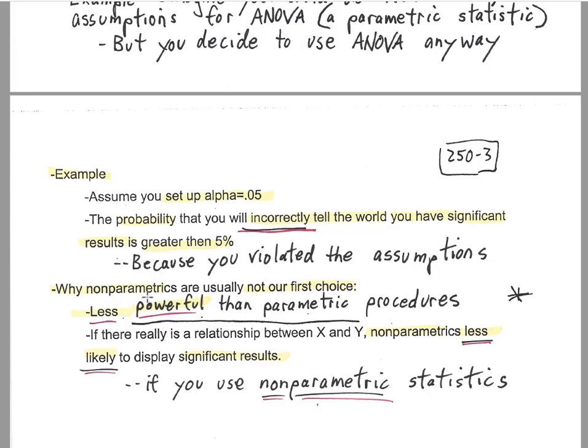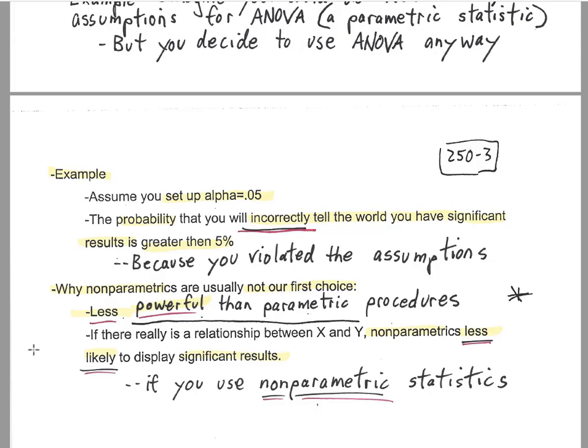How come nonparametric statistics are usually not our first choice when it comes to choosing a statistical procedure to analyze data? Because nonparametric procedures tend to be less powerful than parametric procedures with everything else held constant. What do you mean less powerful? What I mean is, if there really is a relationship between variable x and variable y, nonparametric procedures are often less likely to give us significant results.